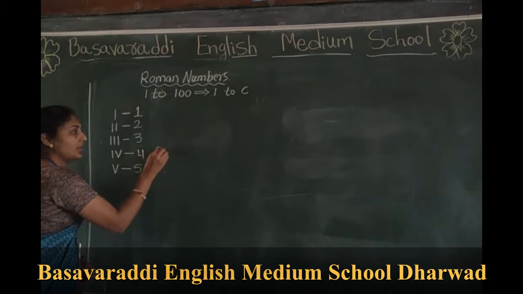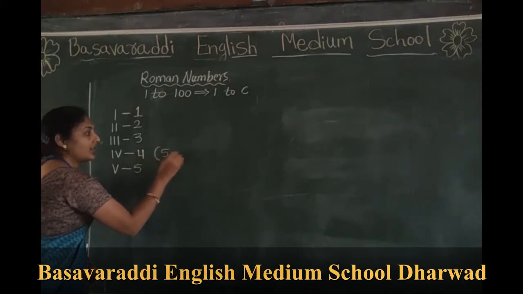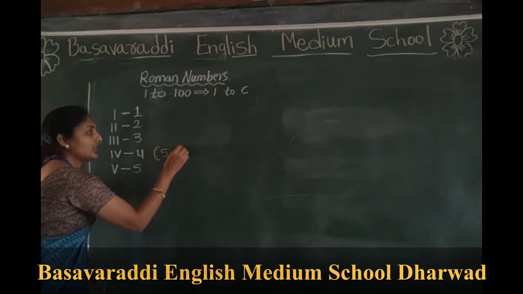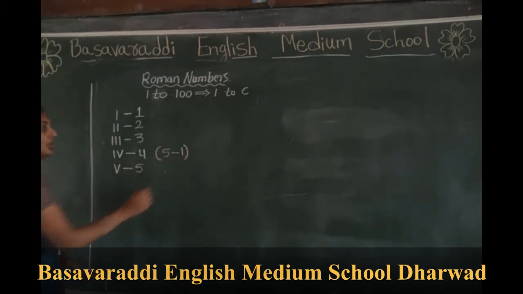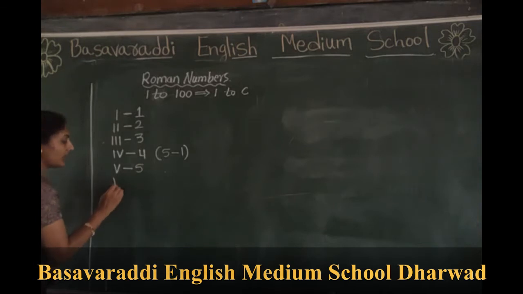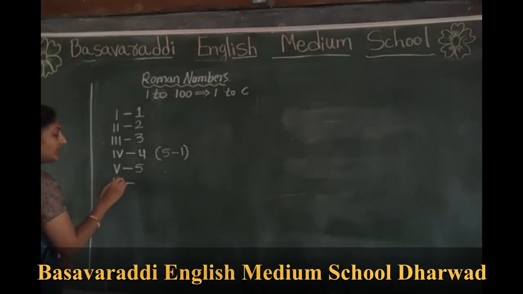The 5, the bigger number, write on the left side of the number. Left side of the I is equal to 4. 5 minus 1 is equal to 4. So next, apply the second rule. What is the second rule here?